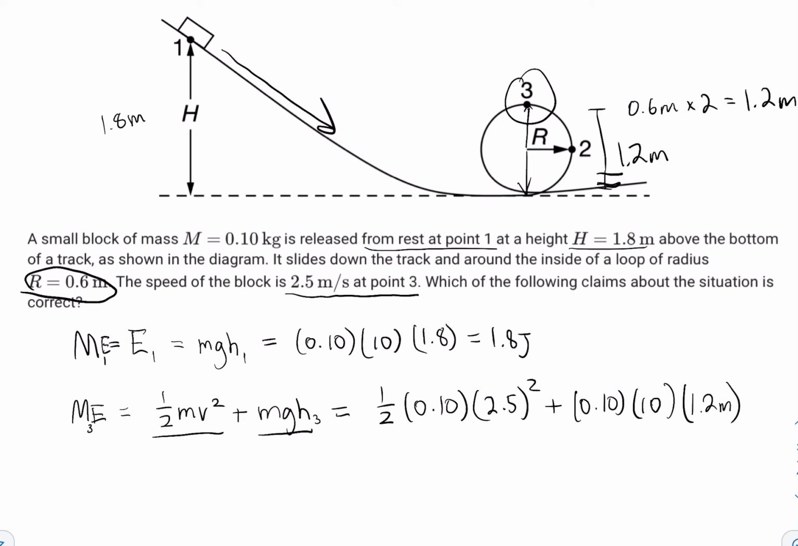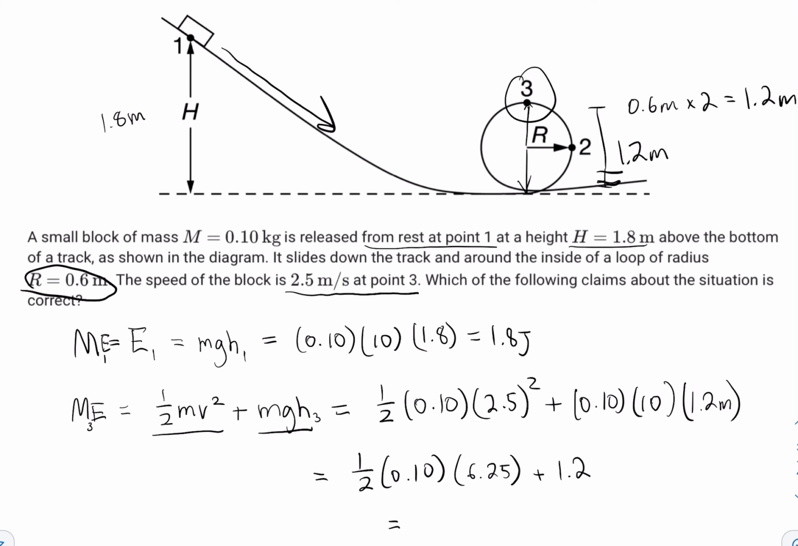And calculating this, we get 2.5 times 2.5, 6.25, 1/2 times 0.1 times 6.25, plus 0.1 times 10 is just 1, 1 times 1.2 is 1.2, and doing all this, we get that the mechanical energy is approximately 1.5 joules.